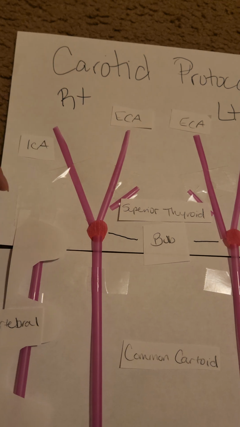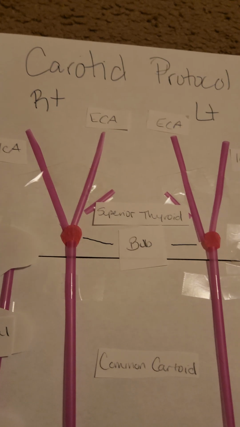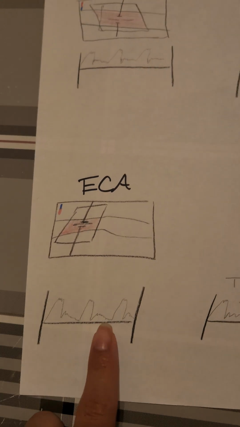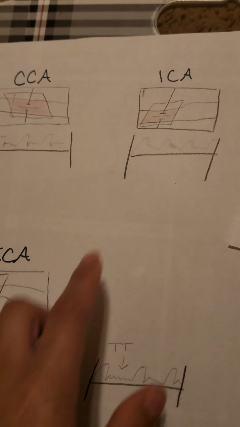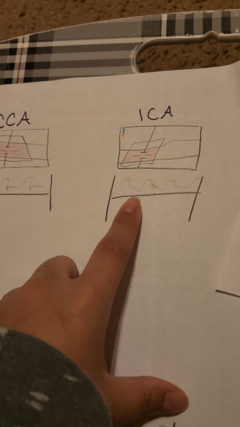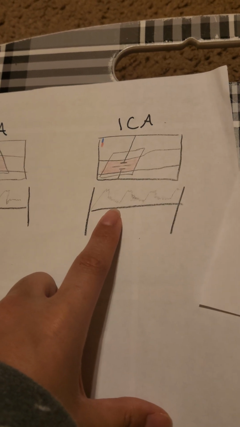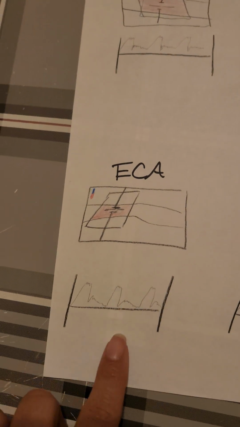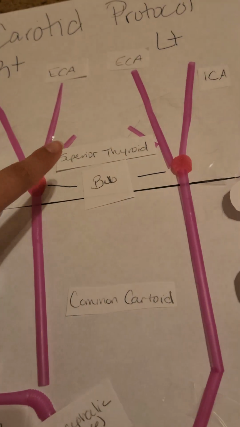If you're a little unsure as to which one is which, we can look at the type of waveform. ICA is going to have this low resistive waveform. ECA is going to have a high resistive waveform. ICA, again, is typically posterior and lateral to the ECA. And ECA is going to have that superior thyroid branch.